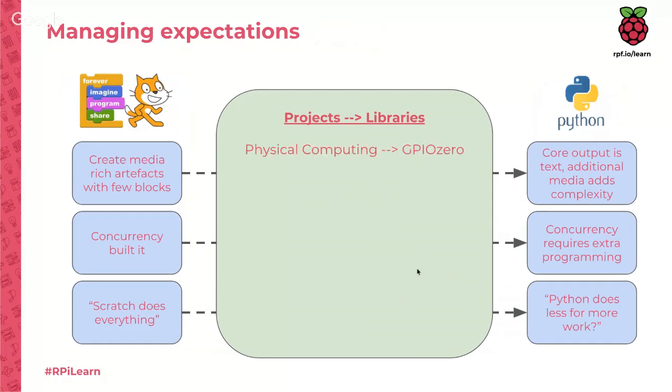So just a few examples of these. Physical computing is something we're really passionate about here at the Foundation. We can do a lot of that through Scratch, but we can also do loads of really powerful things through GPIO Zero. And there are things in there that Scratch can't do. We can do things concurrently, and we're breaking out into a new medium, the physical world.